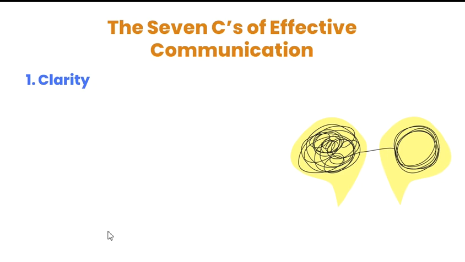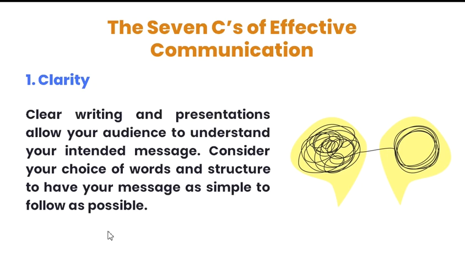Number one, the first C, which helps you to be an effective communicator, is clarity. What does it mean? Clear writing and clear presentations allow your audience to understand your intended message. Consider your choice of words and structure to make your message as simple as possible. Clarity is not only about writing, but about speaking as well.